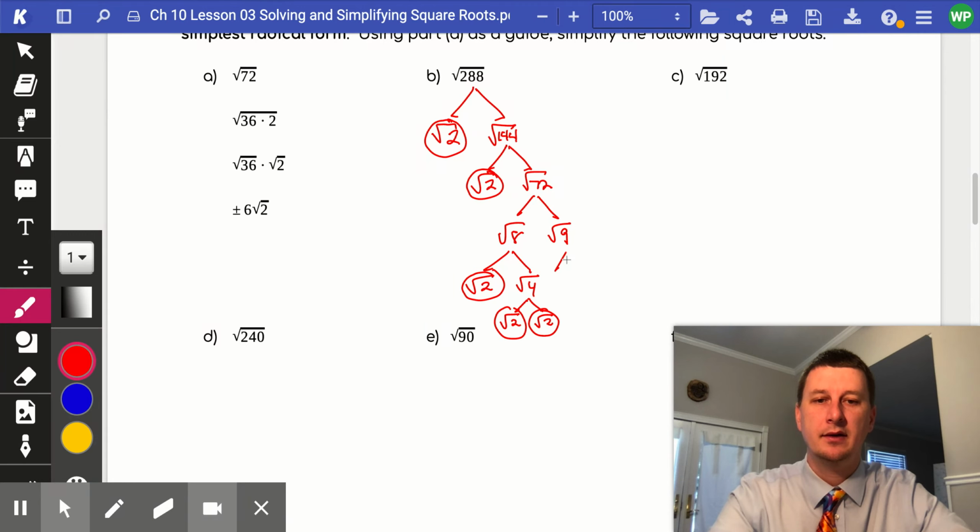Square root of 9 can be simplified to the square root of 3 times the square root of 3. 3 is also prime.